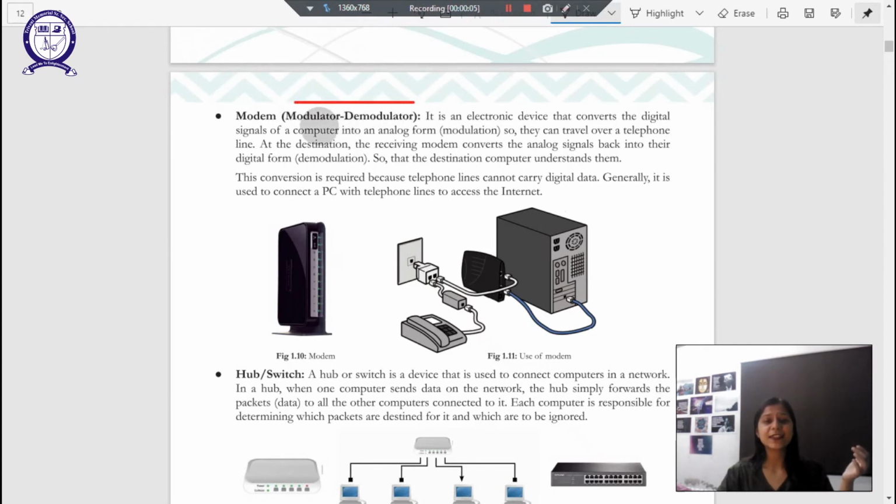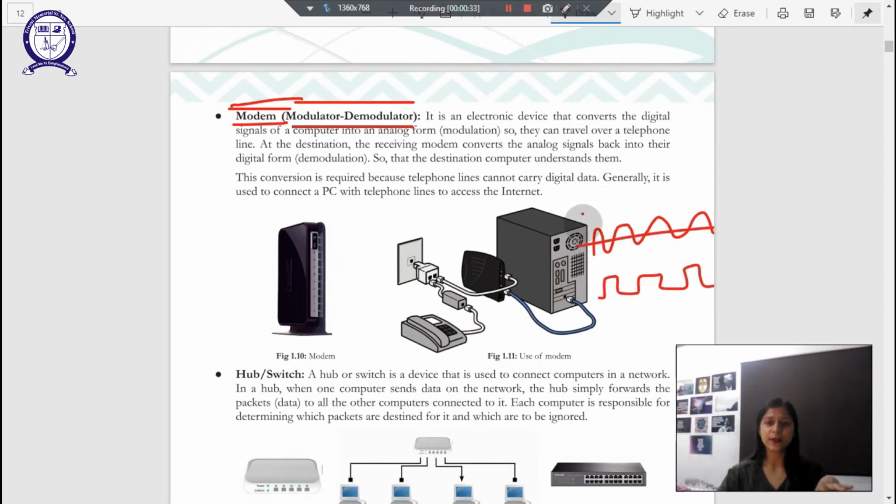Then we look at modems, modulators, demodulators. Please mark this because the full form is significant and I'm sure you should know it. It's an electronic device that converts the digital signals of a computer into analog for modulation so that they can travel over the telephone lines. At the destination, when the system receives those signals, it converts the analog signals back to digital signals, like 1 and 0, right? So data transfers like that only.